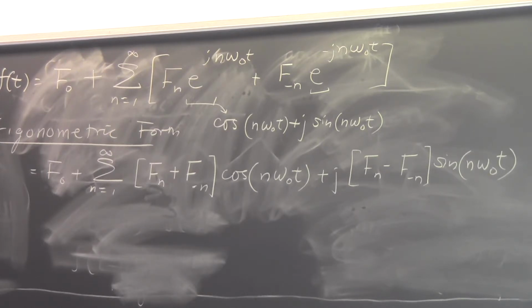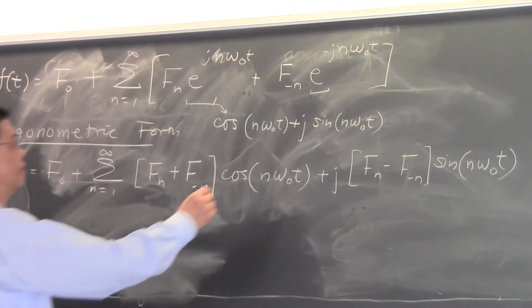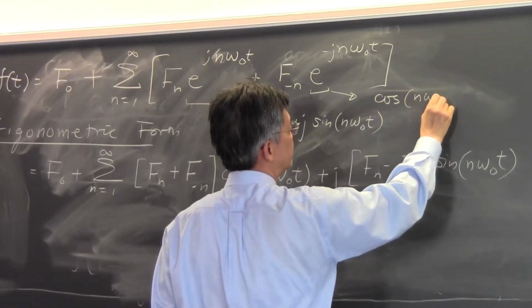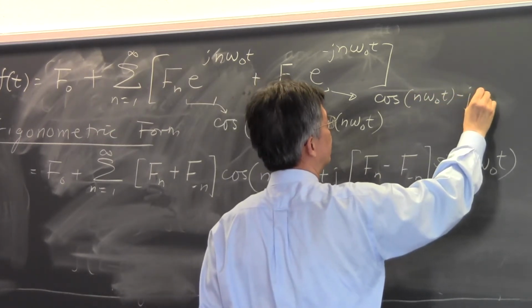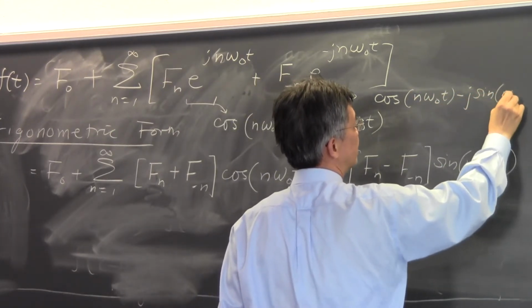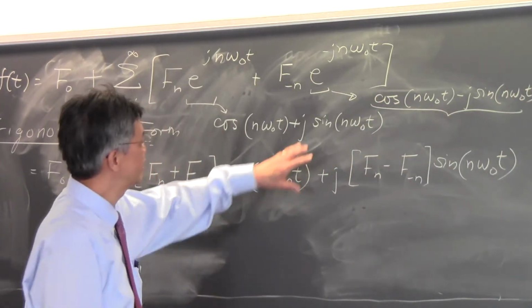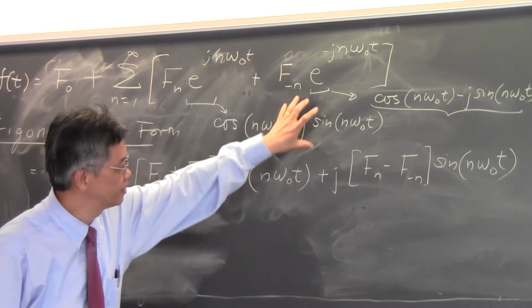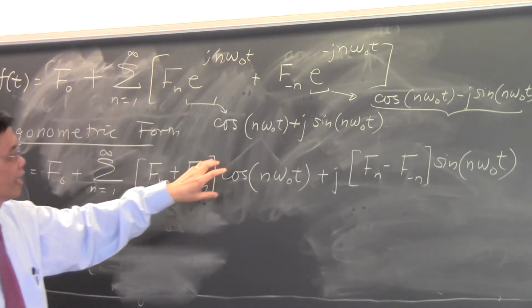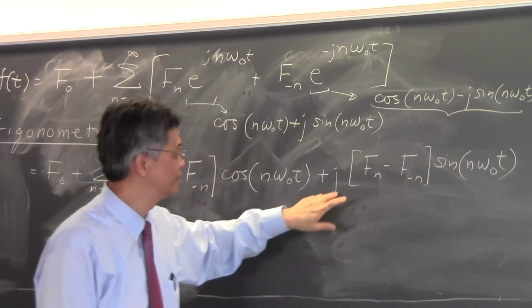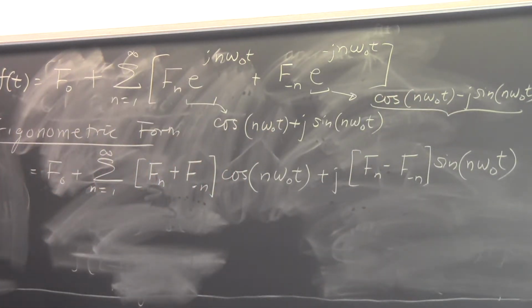Then expand this one in terms of cosine of n omega naught t minus j sine of n omega naught t. That's the second term. I collect the cosines from the first term with the second term, I get this term. I collect the sines from the first term and the second term, I get the minus sign with the j there. I get what is known as the trigonometric form.